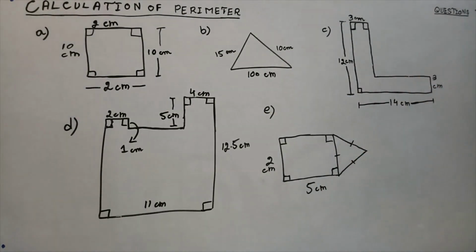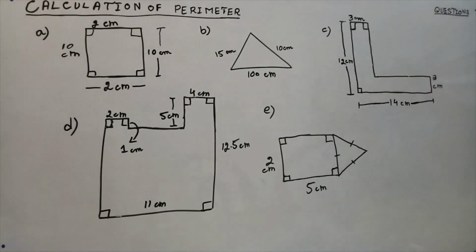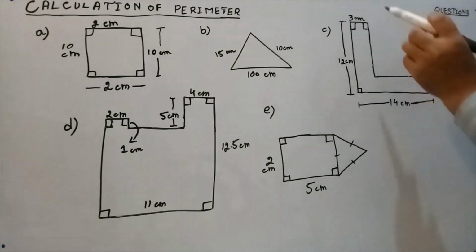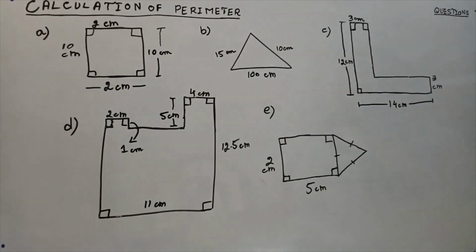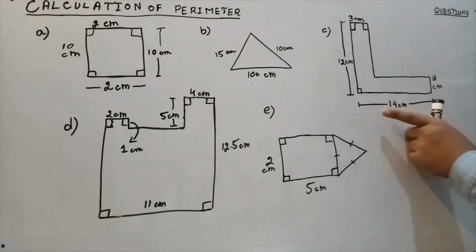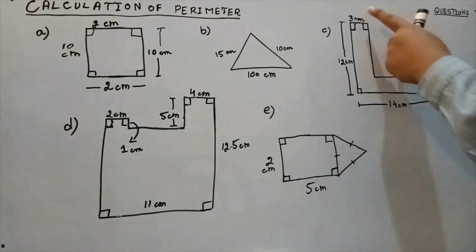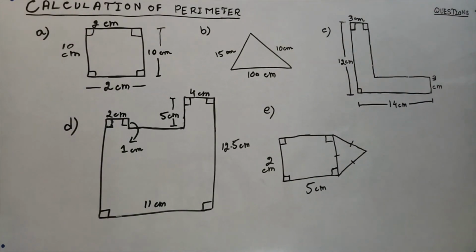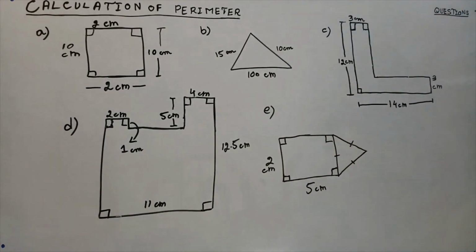In the next part we have this kind of shape. You can see it is an L-like shape, and this length is 14 centimeters, this length is 12 centimeters, this length is 3 centimeters, and this length is also 3 centimeters. You can see that 4 lengths are given to us: this one, this one, this one, and this one. If you are able to find these 2 lengths, we can find the perimeter of this figure.